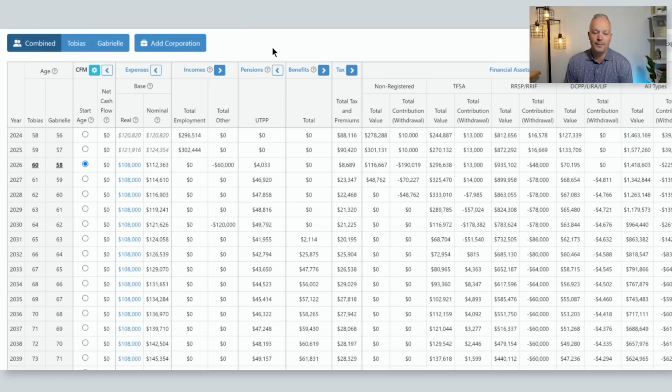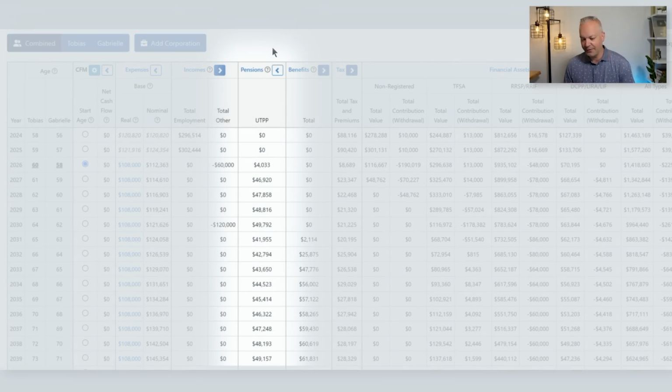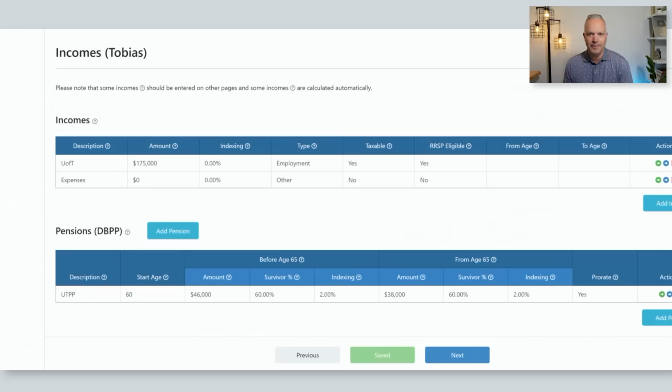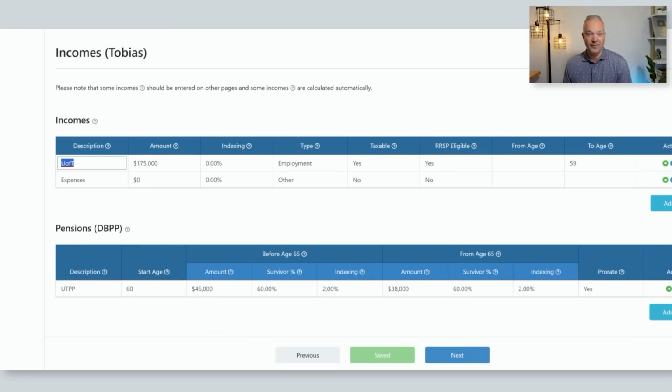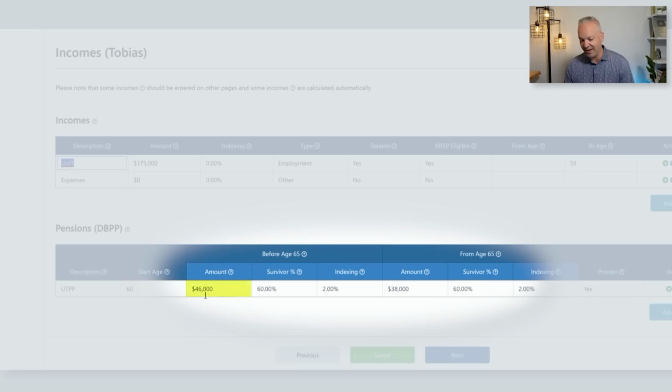The next column, pensions. Not a lot of you will have that, but if you do, you want to make sure that your pension is properly mapped out. And again, for a lot of you, if you have a pension, typically if you start before 65, it's a different amount than after 65. So here for Tobias, his amount is $46,000 adjusted to inflation with the 60% survivor benefit. But when he hits 65, there's a bridge benefit that goes away. So that's really important to map out.